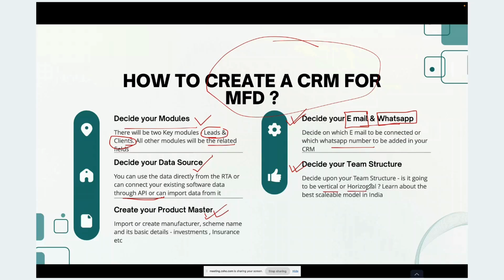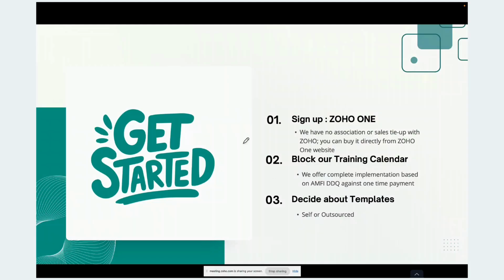I will let you know quickly on that also before showing the actual demo. So sign up is easy. You can get started. You just have to buy the free 30 days trial, ZOHO One. You can just go to ZOHO One. You have to share your username and password with us so that we do all the setup, and then we start the training. You have to block my calendar.